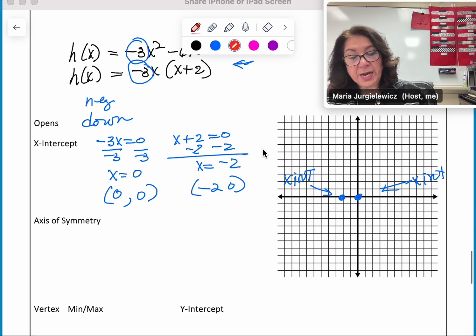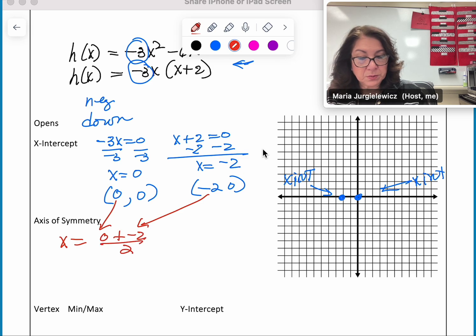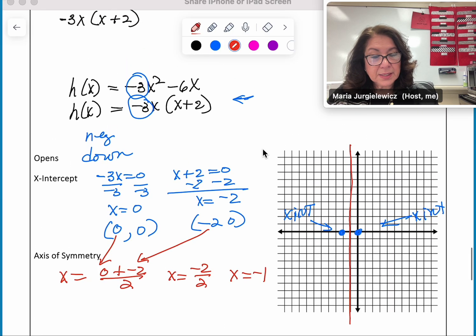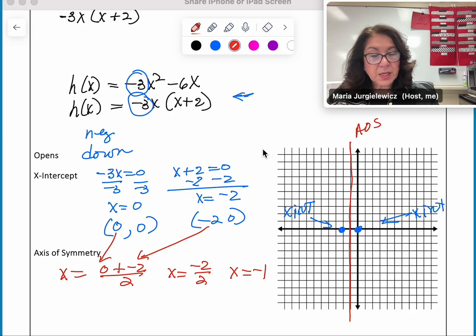Now for the axis of symmetry, we're going to take those x values that we just found and add them together and divide by 2. 0 plus a negative 2 is negative 2. Negative 2 divided by a negative 2 is a negative 1. So there's my axis of symmetry. That line is my axis of symmetry, x is equal to negative 1. And I have to write it in that format.